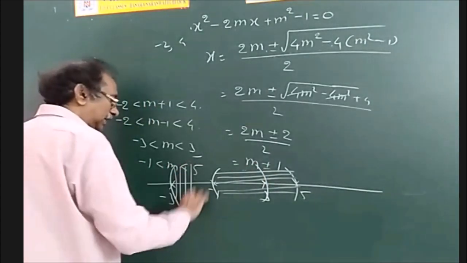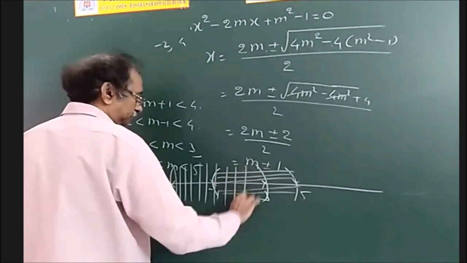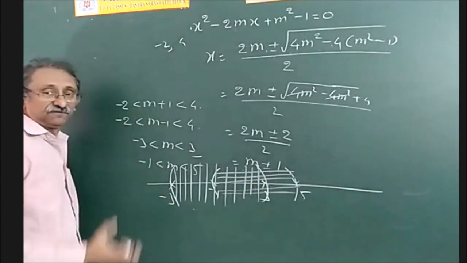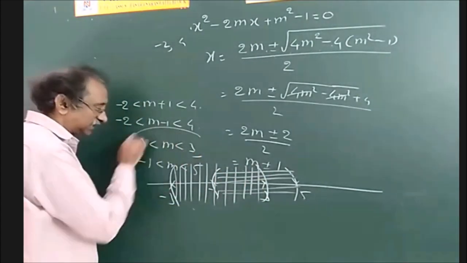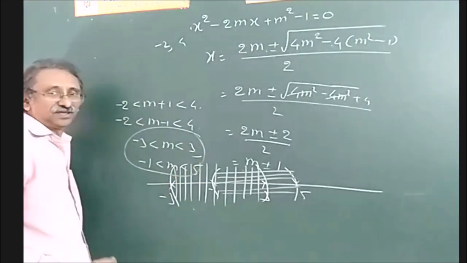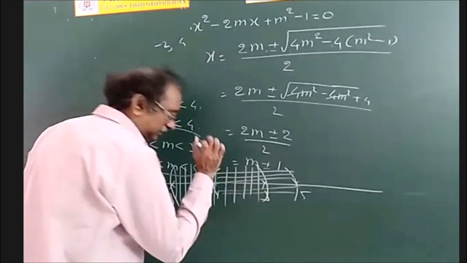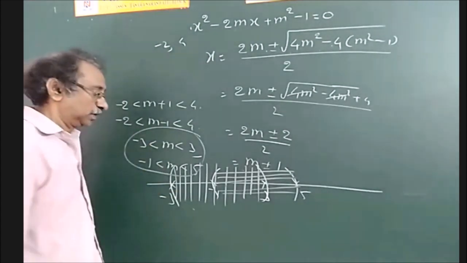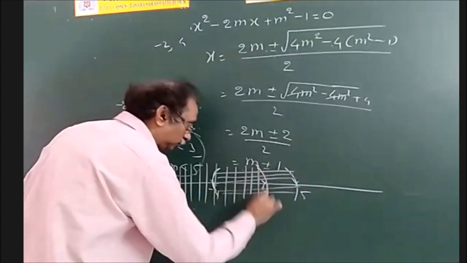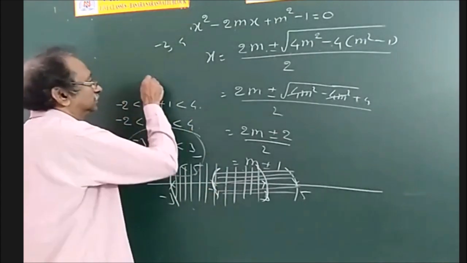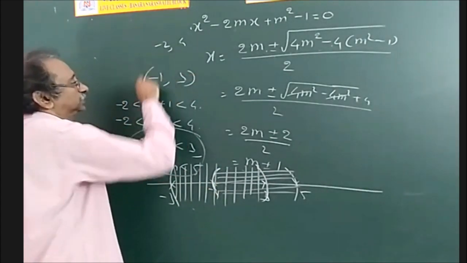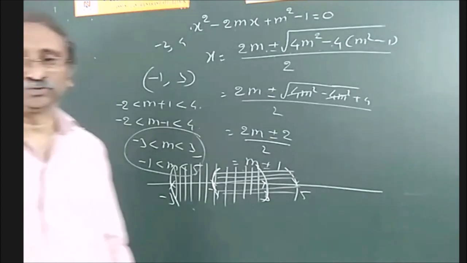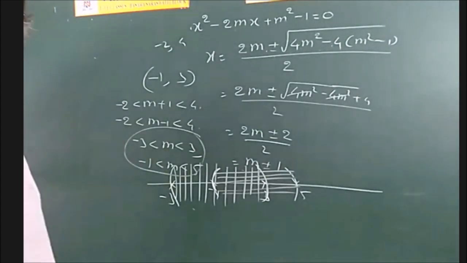So draw vertical lines. The values of m which satisfy these two inequalities are nothing but the numbers at which we have both horizontal and vertical lines. What are the numbers? Minus 1 to 3. Therefore, the final answer is minus 1 to 3. The values of m should lie in between minus 1 and 3.